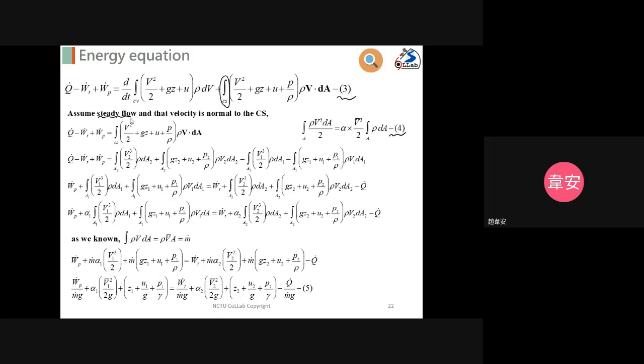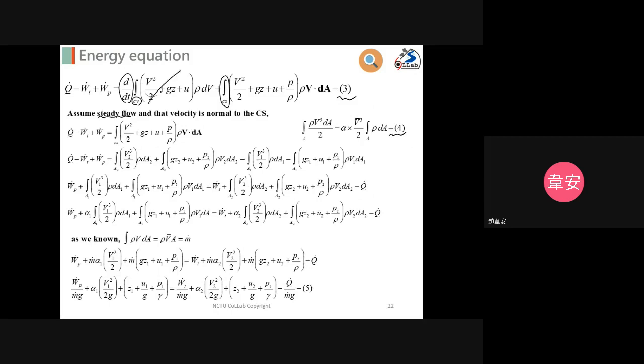So we just take a look at steady flow. What does it mean? A steady flow means the properties don't change with time. So if we take a look, there is a d/dt term. And for the control volume, because we assume our flow satisfies the steady state condition, we can move out these items.